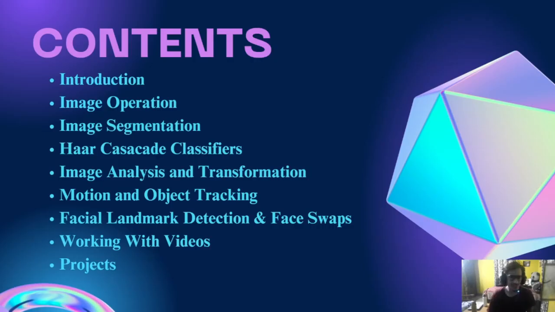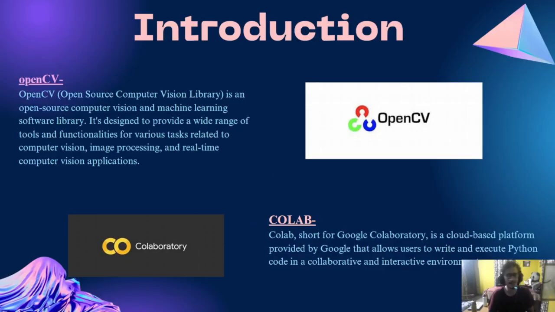So that's all. Let's go to the introduction and complete the introduction. The introduction is first about OpenCV. I have told you about OpenCV. It is an open source computer vision and machine learning software library designed with tools and functionality for various tasks related to computer vision, image processing, and real-time computer vision applications. Like blah blah blah, it's all definition. For image processing, we use OpenCV because it's the best library.